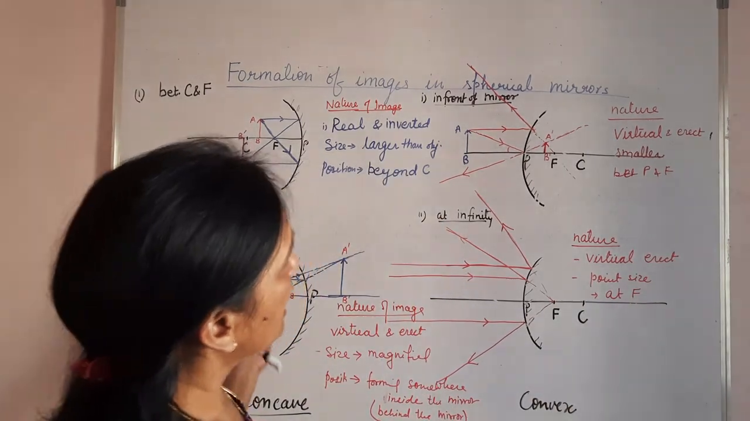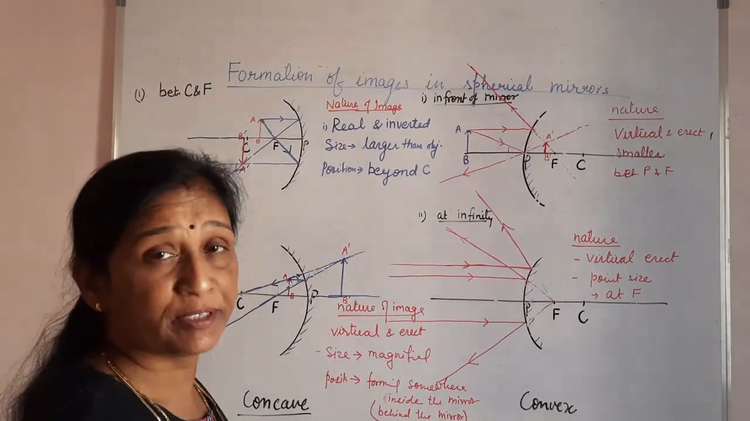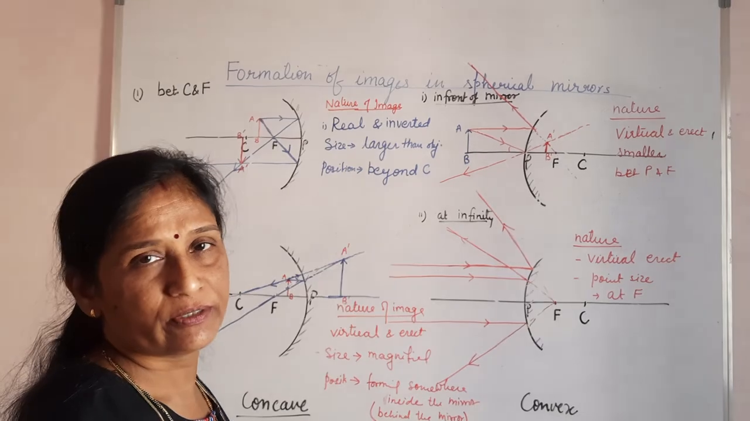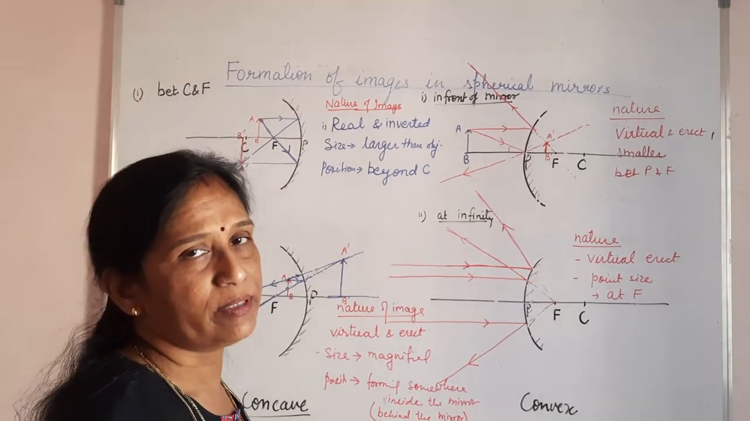Okay. So I've shown you the formation of images in the two types of mirrors, spherical mirrors, at different positions. So in this way, at other positions also you can make images.